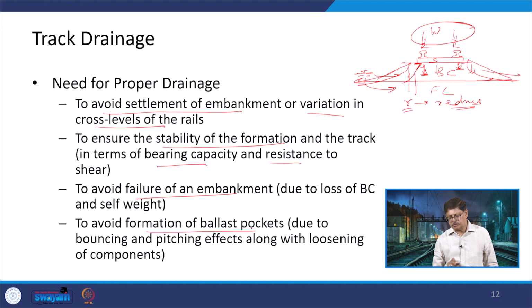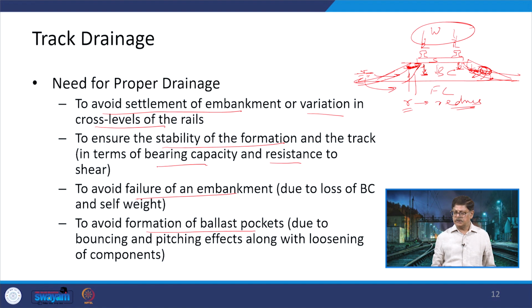To avoid the formation of the ballast pockets. Now, sometimes what happens is the ballast is getting choked over the time period, and if this water comes, then there is a possibility that water remains here in this area or remains here in this area. Now, if it remains there, then again it will start deteriorating the material which has been used here as ballast, and that will have further effects in terms of loosening, in terms of the problems with respect to the drainage which will be there. So, all of those things need to be taken care of.